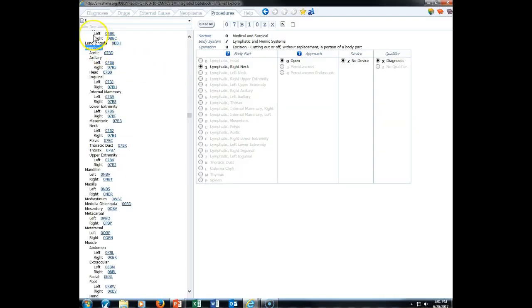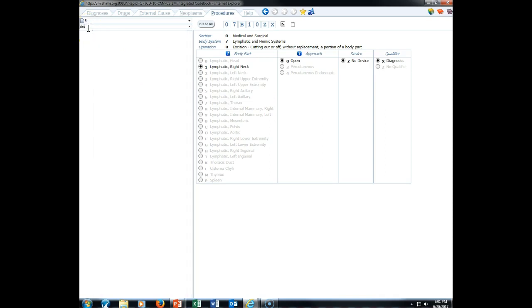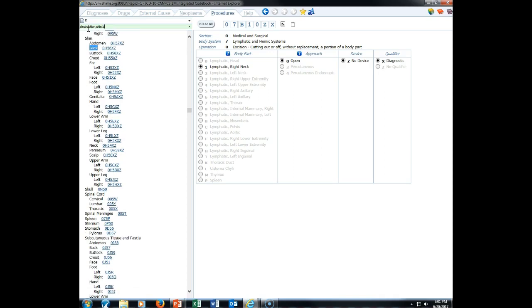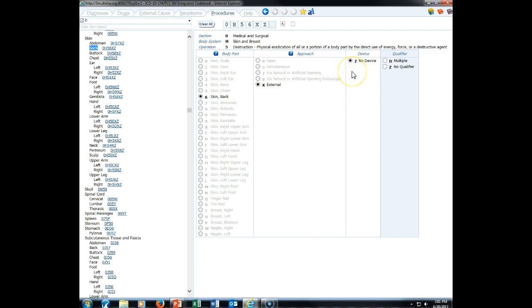So let's go back and let's choose destruction, skin, back. So when we go to that code, for the qualifier, we had multiple. We had 3. So that's multiple. So our code is going to be 0H56XZD.